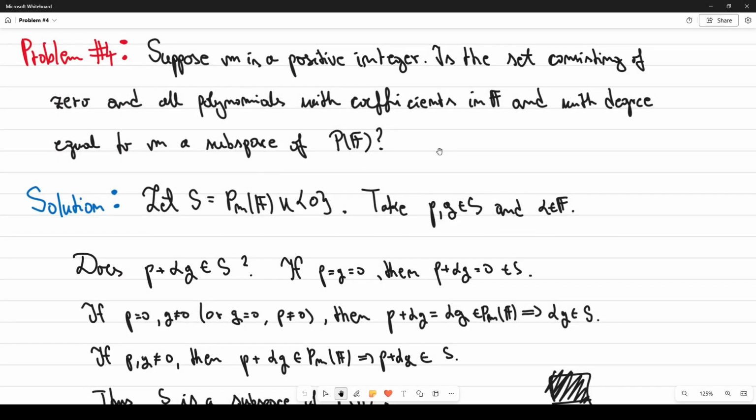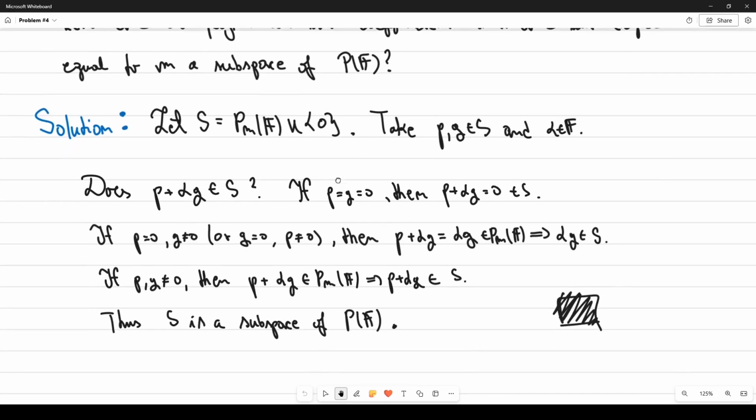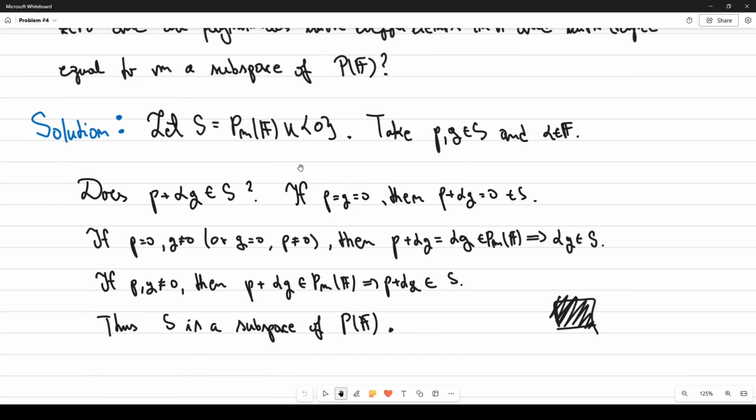Problem number 4. Suppose m is a positive integer, so 1, 2, and so on. Is the set consisting of 0 and all polynomials with coefficients in F and with degree equal to m a subspace of the vector space of all polynomials? So let S be equal to the union of these two sets. So we've got all our polynomials of degree m, some positive integer, and 0.